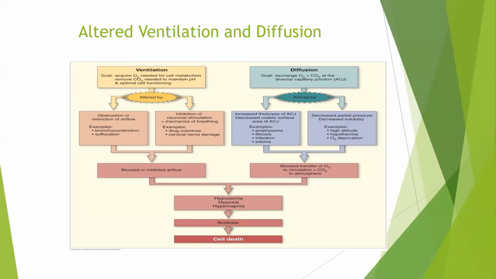With impaired diffusion, there is a restricted transfer of oxygen or carbon dioxide across the alveolar capillary junction. This is going to depend on solubility and partial pressure of the gas and the surface area and thickness of the membrane.